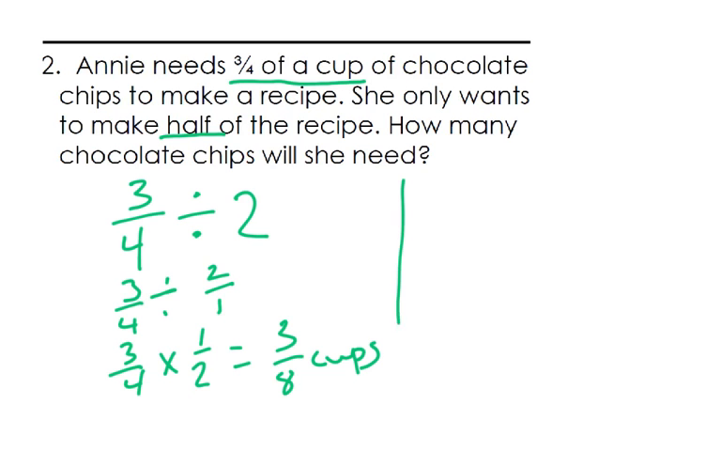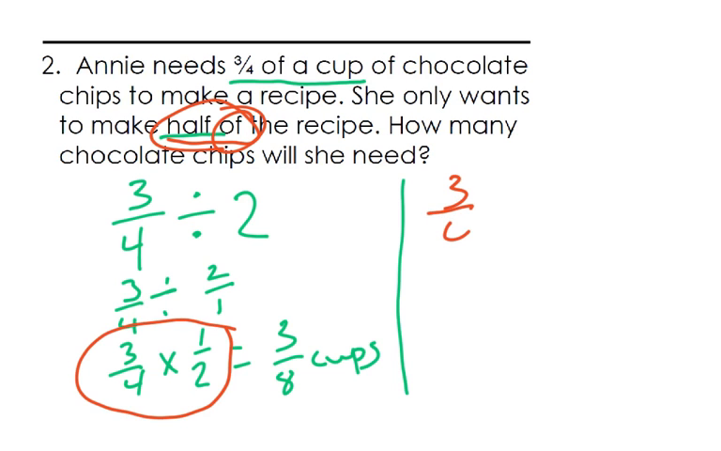Now, you can see that dividing by 2, we always say this, dividing by 2 is the same as multiplying by half, right? Look what we ended up doing at the end here. We ended up multiplying by half. So this whole half of, that word of usually means multiplication with fractions. We could have taken 3/4 and multiplied it by 1/2, and we would have gotten 3/8 cups also.